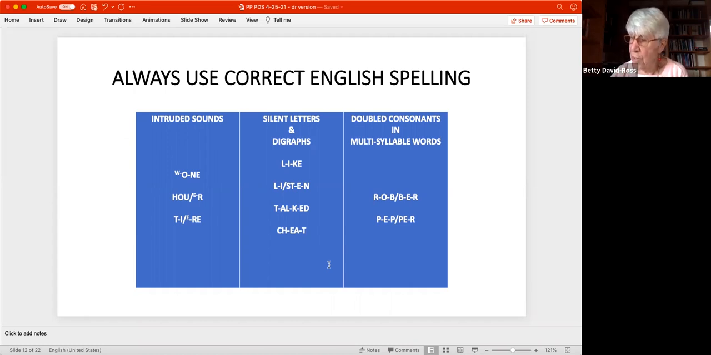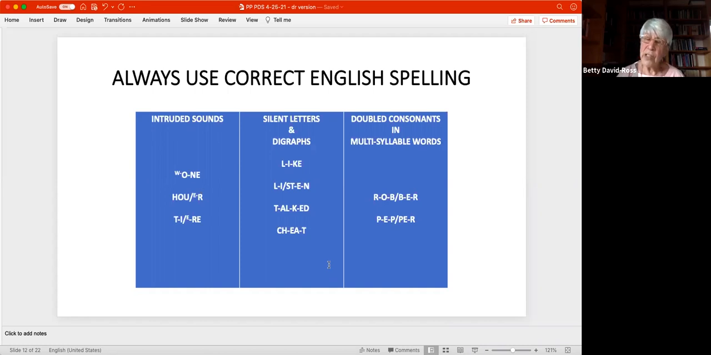A system was tried called invented spelling, and the students learned to write fairly well, but they couldn't read English. So they've given up on this. Now you'll see my first example here with intruded sounds looks like an exception for that. And it's fudging a little bit.